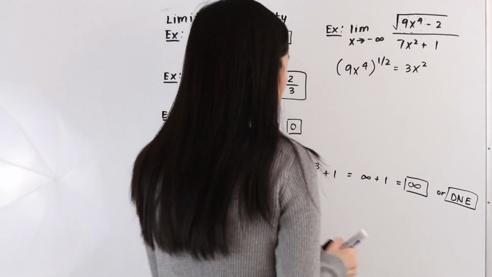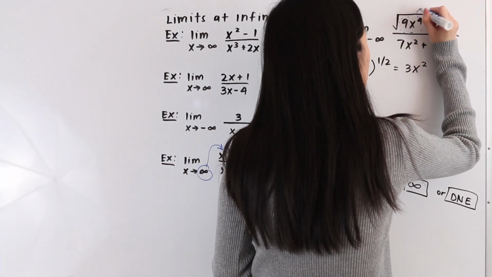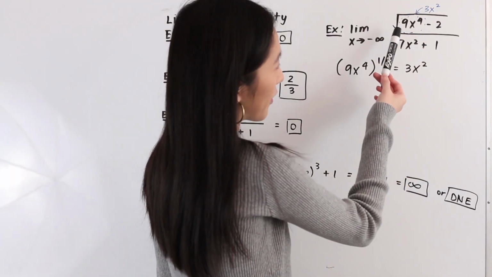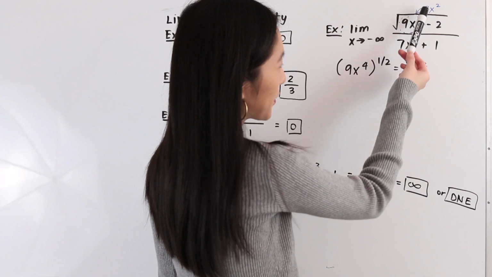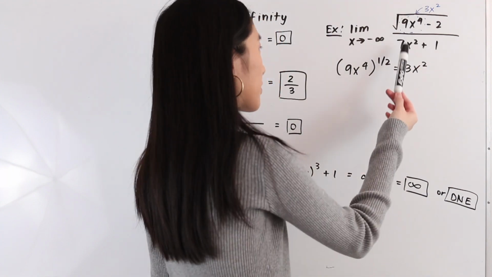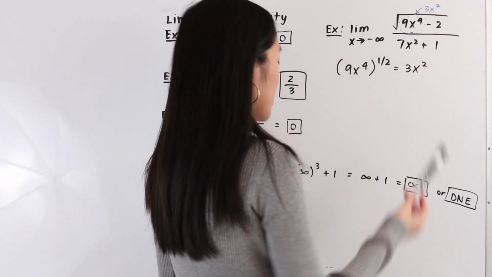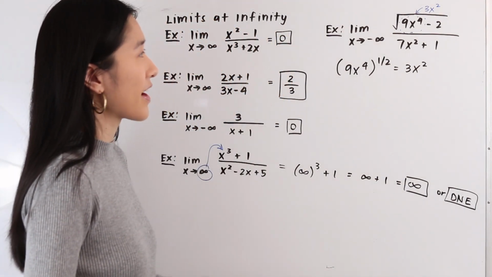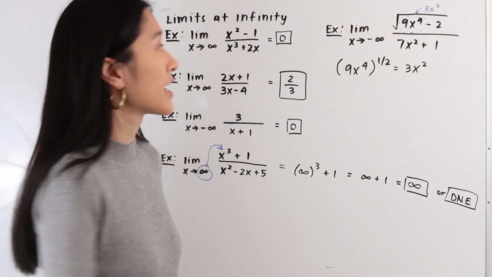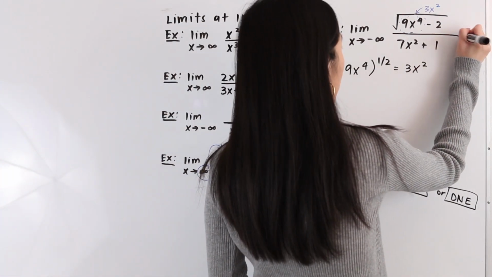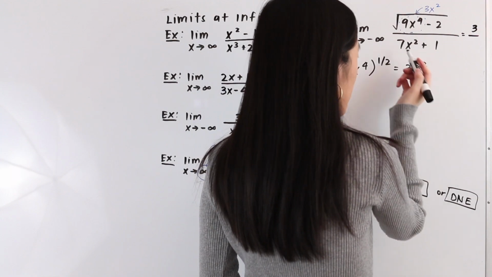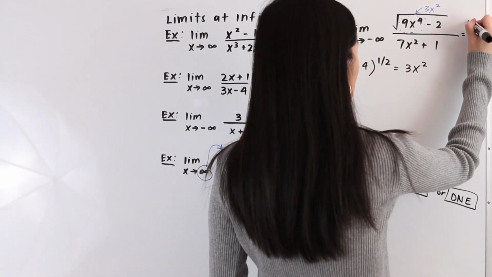And so in our numerator, this is a 3x squared. And so from here we can see that our numerator is a polynomial of degree 2. And so because the degree of the bottom is equal to the degree of the top, this means that in order to determine our limit, all we need to do is find the ratio of our leading coefficients. And so in the numerator, our leading coefficient is a 3. And in the denominator, our leading coefficient is a 7. So this limit is equal to 3/7.